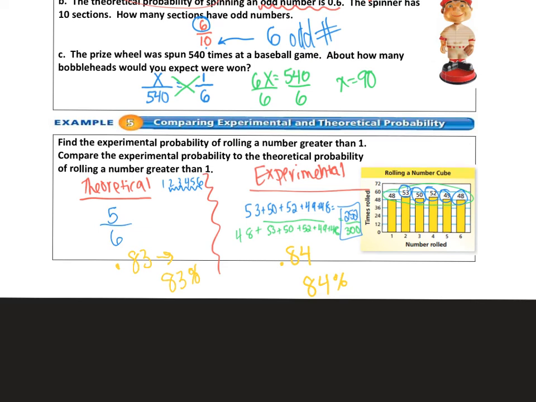And this is because we had a high number of trials. So the more trials you do, the closer your experimental probability will match your theoretical probability. If you only rolled this cube maybe 10 times, maybe only 2 of those times you got a number greater than 1. Maybe you just got lucky and you got a bunch of 1s that first time. That's why you want to do as many trials as you can, because then it will match your theoretical probability more.